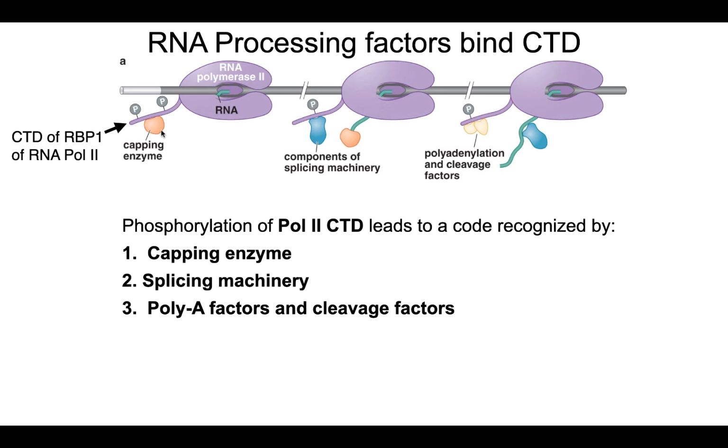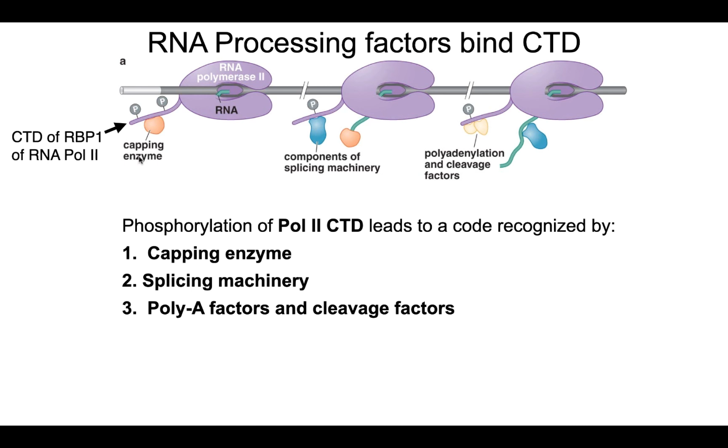So again, here's that carboxy terminal domain, here's that tail. As elongation occurs, it's going to be phosphorylated in different patterns. We have a pattern here, another pattern here, another pattern here. And these patterns are recognized by very specific enzymes that have to do things at very specific times during transcription. So for example, this first pattern of phosphorylation on the carboxy terminal domain of RBP1 attracts a capping enzyme.